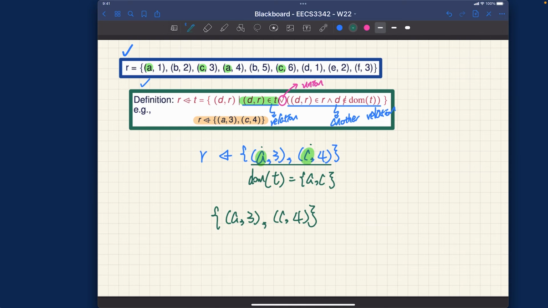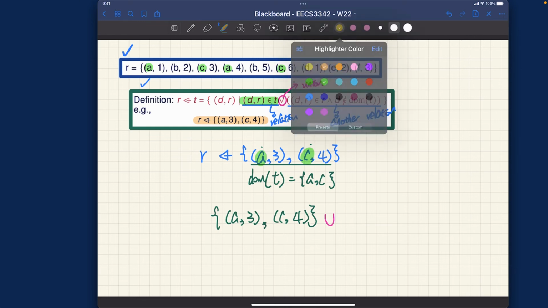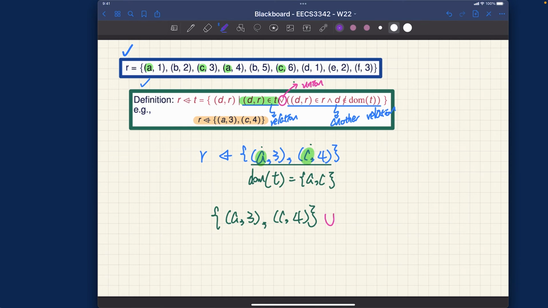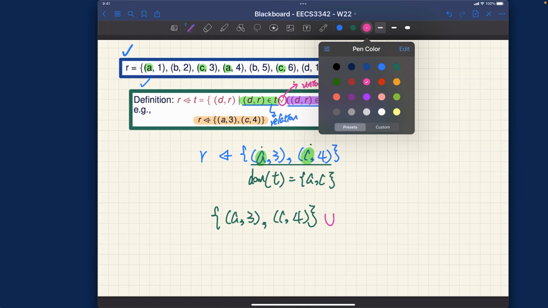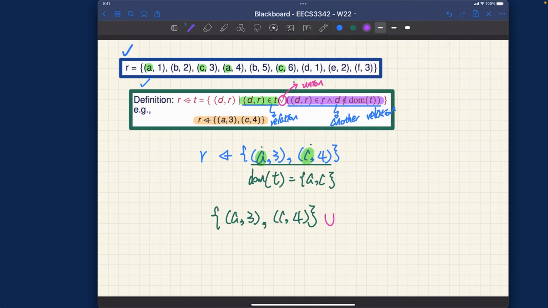Okay, and then we're going to take the union, right? It's going to be union with another one. And this one, let me use maybe purple, okay? Purple over here. So let's say this part, I'm going to use purple, okay? Over here. And what about that part over there? That part is going to be all the (d, r) pairs in R.